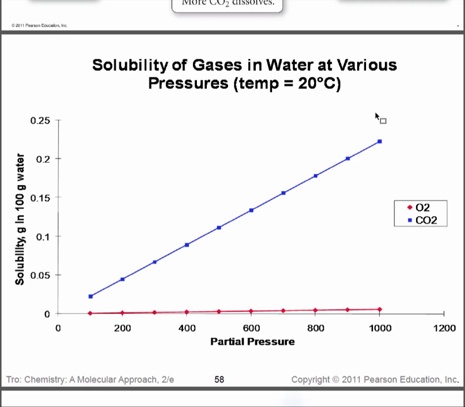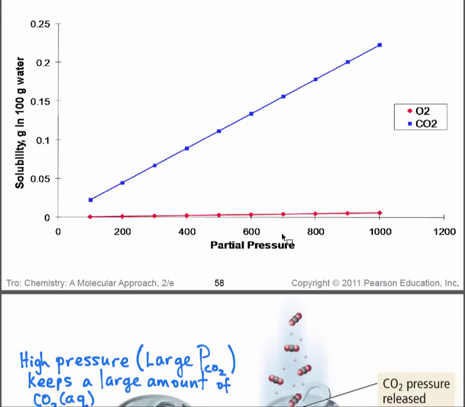What's this talking about? Oh, partial pressures, yeah. So, interestingly, the partial pressure of oxygen increasing doesn't affect the solubility as much as carbon dioxide. Carbon dioxide solubility increases pretty much linearly with increased pressure. But, as I was saying, there's a name for that.